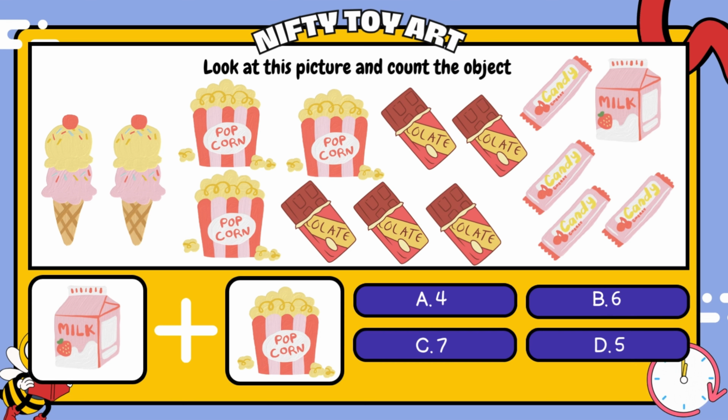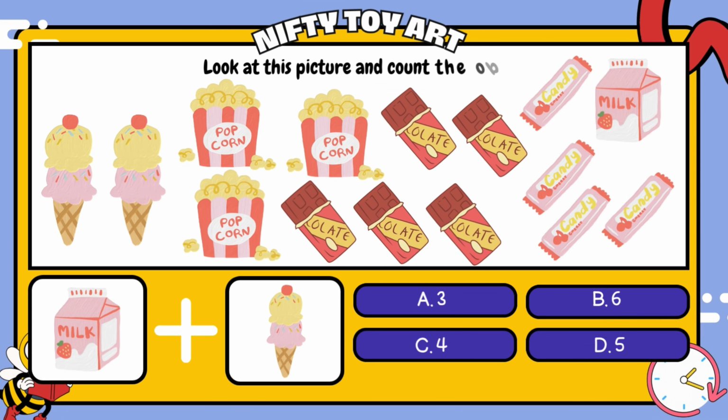I want to take all the milk plus the popcorn. So what is the total number of foods? That's right, 4. I want to take all the milk plus the ice creams. So what is the total number of foods? That's right, 3.